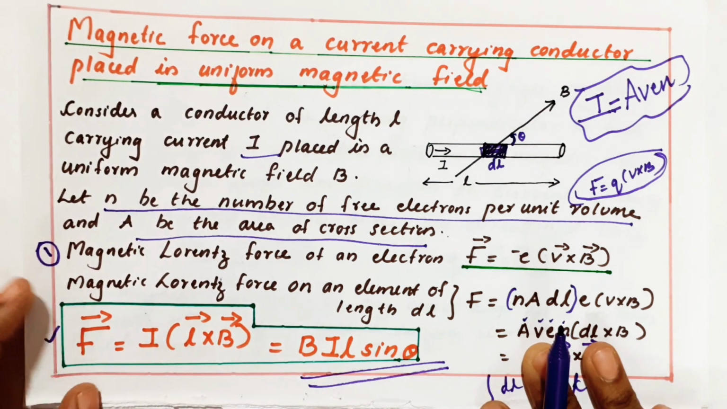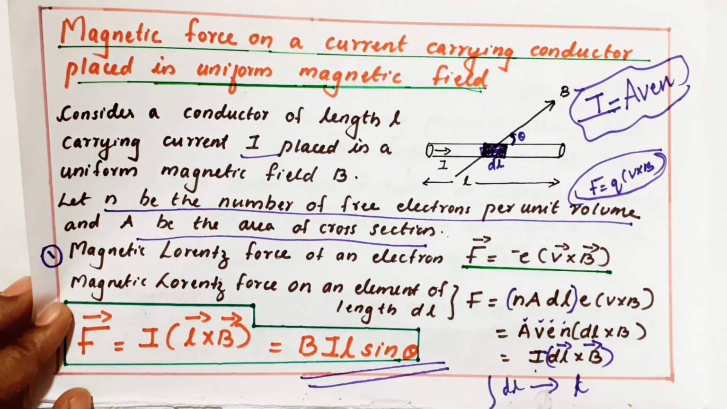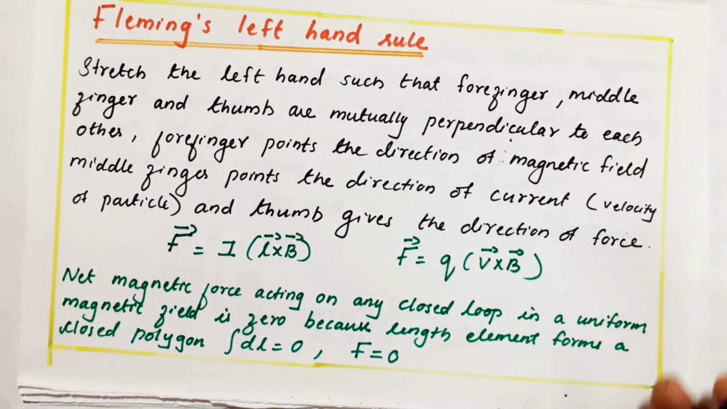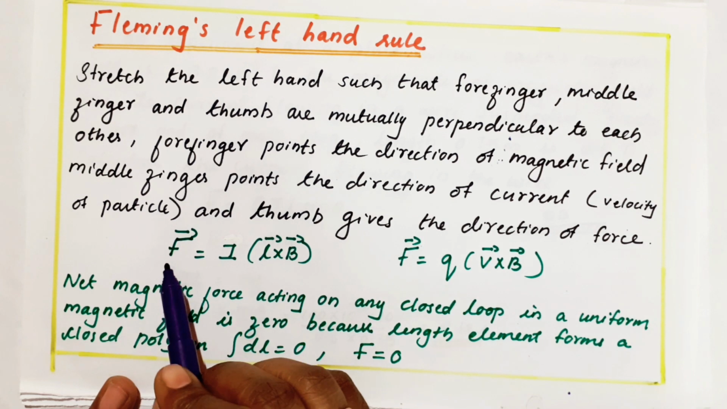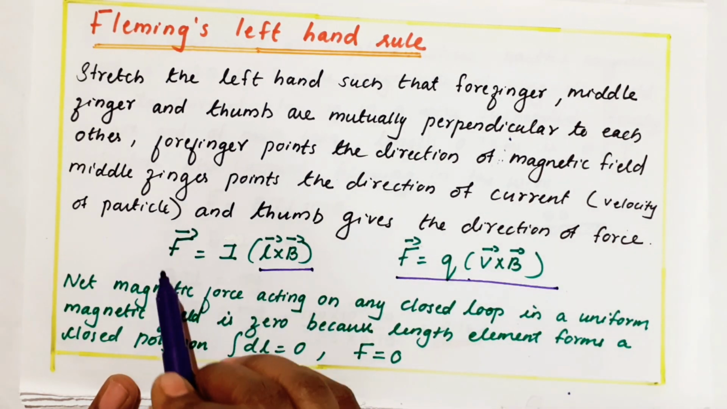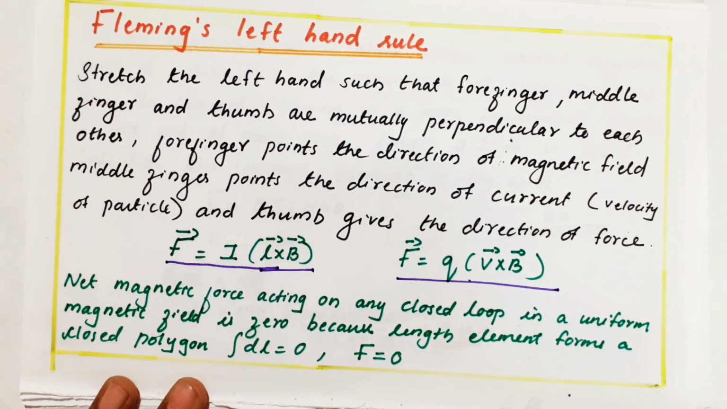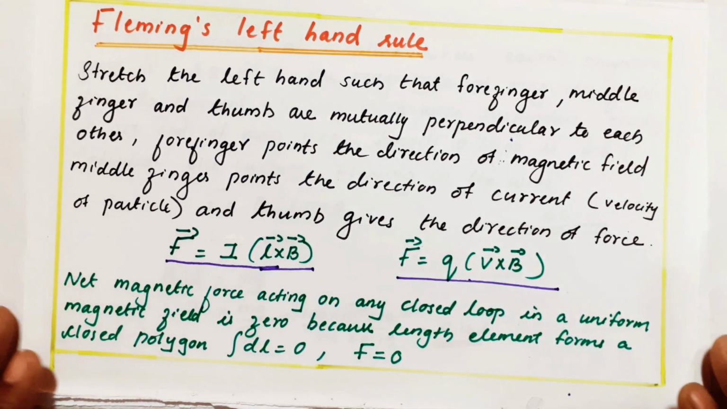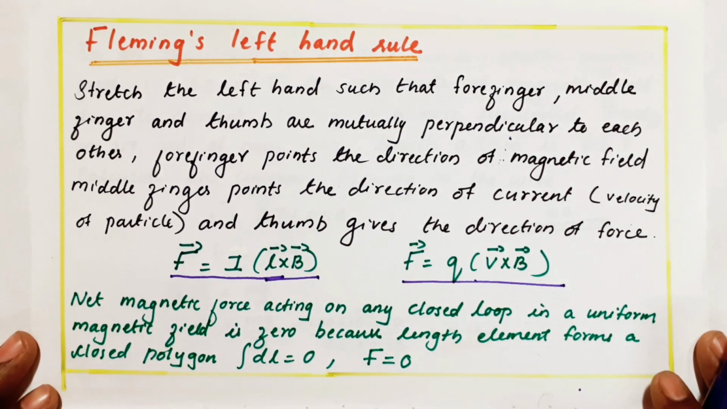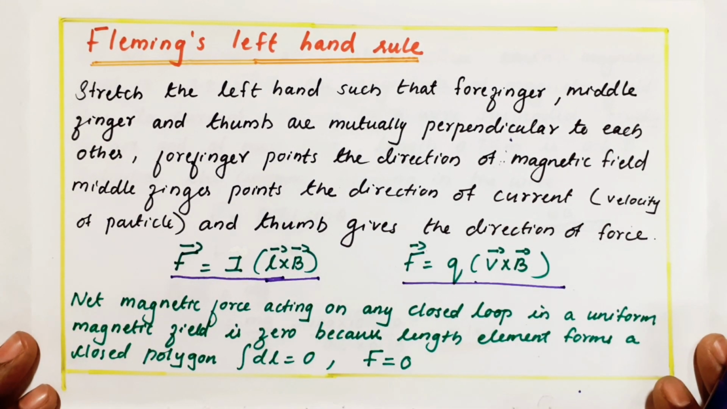And if you see here, in this equation, you are taking three vector quantities, right? So I have written here again, three vectors: F is equal to I L cross B, or F is equal to Q into V cross B. In these two equations, we have three vector quantities. So how to find the direction? We can use a rule called Fleming's left hand rule.